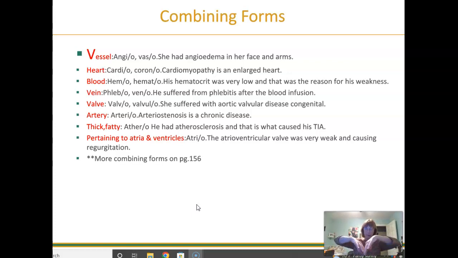So that valve is a one-way valve, but it wasn't closing back. So when the ventricles contracted, the blood came back up into the atrium, which is not a good thing.